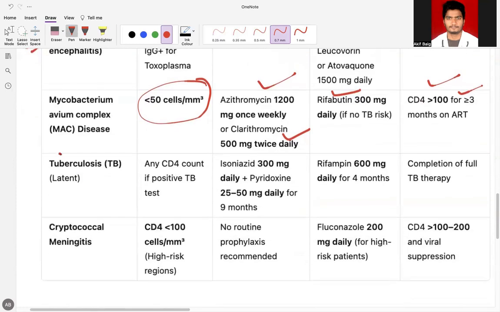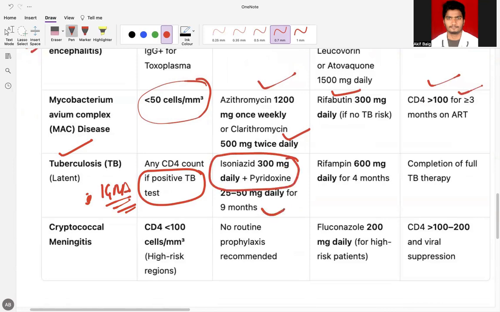For tuberculosis, that means latent tuberculosis, if you detect a positive TB test, which can be either a skin test or an IGRA test, then for this patient you have to give isoniazid 300 mg daily plus pyridoxine for 9 months. This is for latent tuberculosis. Another alternative is rifampicin 600 mg daily for 4 months.